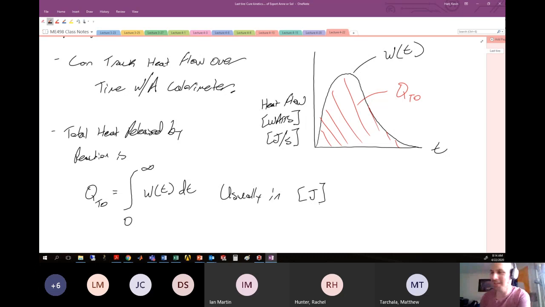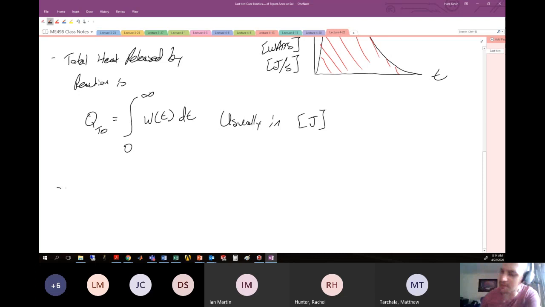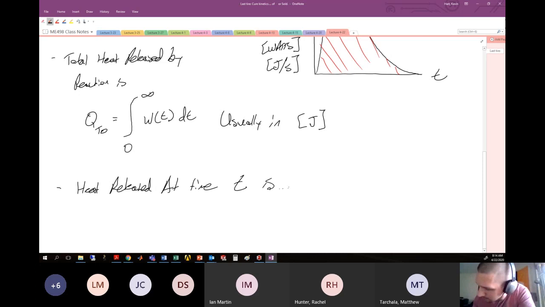Right, so the total heat of reaction is the total area under that curve for that particular chemical reaction. Now, we may be interested in tracking the amount of heat that the reaction has released up to some particular time. It would be useful if we could track over time what that heat is. So the heat released at time t is just the integral of this particular curve up to time t.